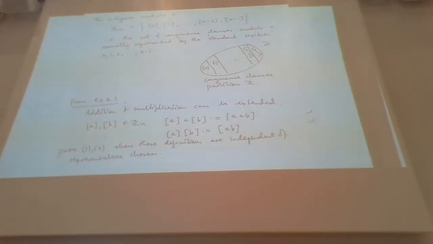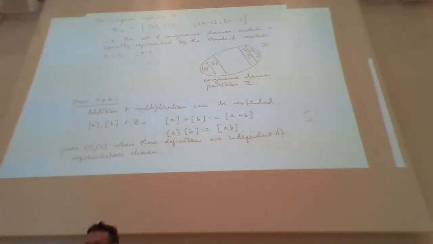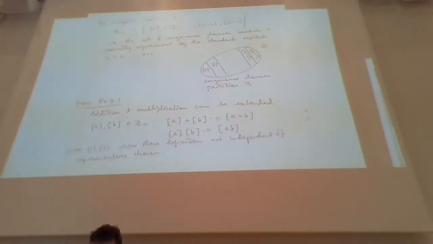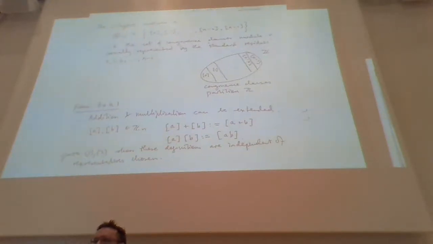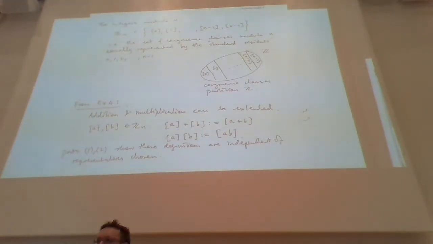So that's a quick summary of where we are up to now with congruences. Any questions about it, or any queries that you'd like to ask? Anything that was unclear?